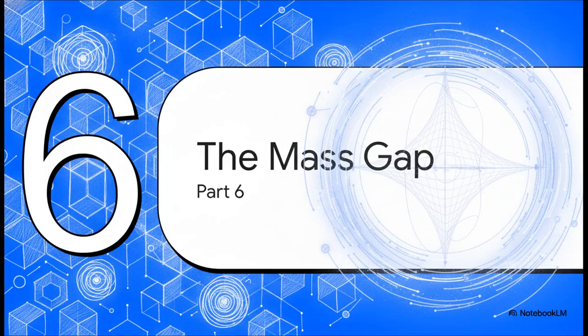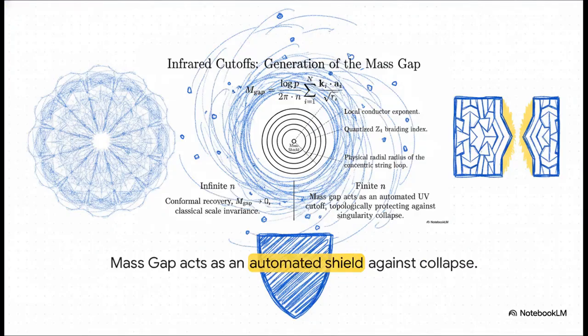Which brings us to our final stop, part 6, the mass gap. This is basically the universe's ultimate defense mechanism. Those discrete, finite quantum defects create a mass gap, which acts as an automated cutoff at the center of those concentric string loops. If this were an infinite system, the whole thing might collapse into classical scale invariance. But because it's finite, the mass gap topologically shields the continuous arithmetic manifold, protecting it from singularity collapse. It essentially guarantees the stability of the entire system.